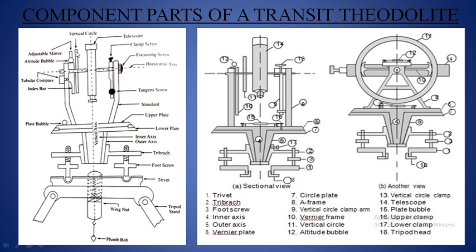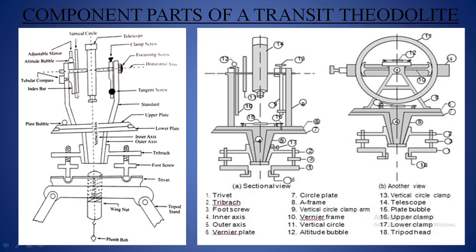Here you can see this portion, this is called the vertical circle, and beside that you can see an adjustable mirror and an altitude bubble, and you can see the plate bubble here.